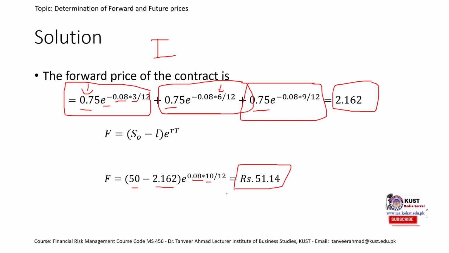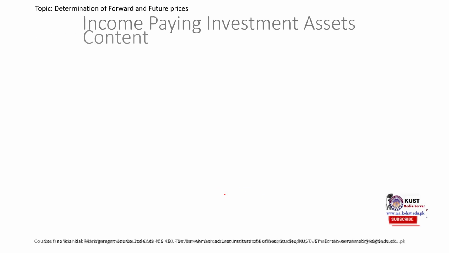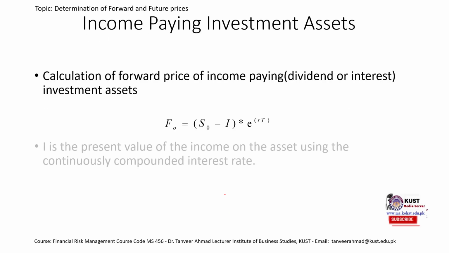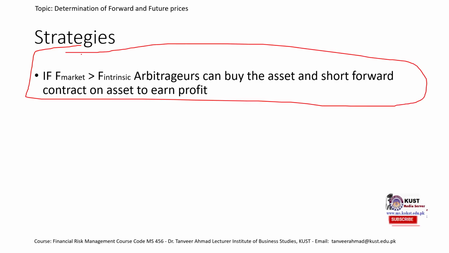and we get the price of 51. So in this case, the forward market price, which was 53, as we saw in the previous slide in the question, is greater than the forward intrinsic price. So if forward market is greater than forward intrinsic, what do we do? This strategy is what we are going to follow. We are going to buy the asset, the stock, and we are going to enter into a short forward contract, and by following this strategy, the arbitrager would be able to earn a riskless profit.